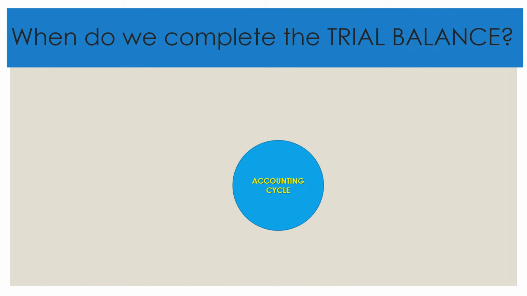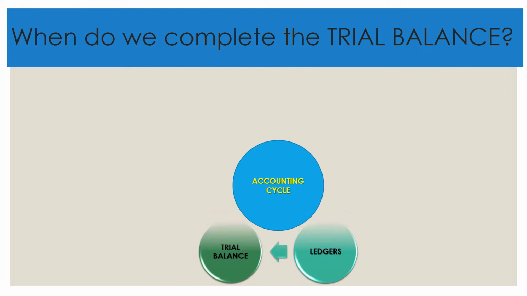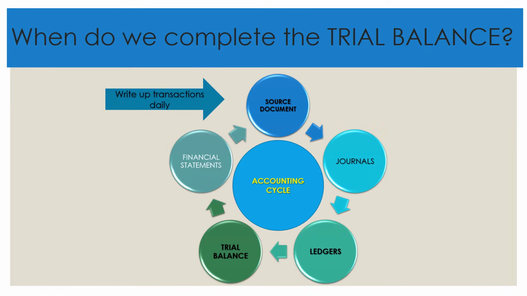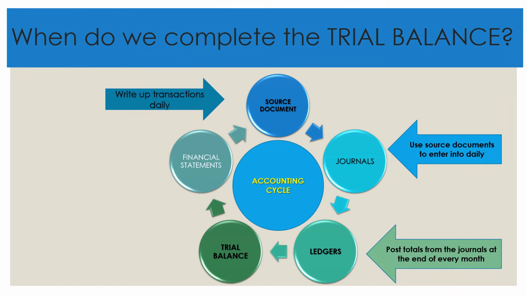When do we draw up a trial balance? You are all familiar with the accounting cycle. Every day we write up our transactions on source documents. We then enter our transactions using the source documents into our journals, called the CRJ and CPJ. From the CRJ and CPJ, at the end of every month, we post our balances and totals to the general ledger. Then at the end of every month, once we've drawn up the general ledger, we then draw up a trial balance to see whether the general ledger is correct.